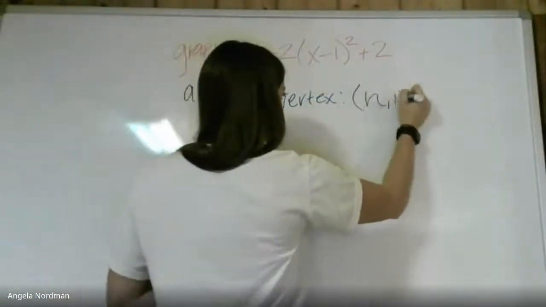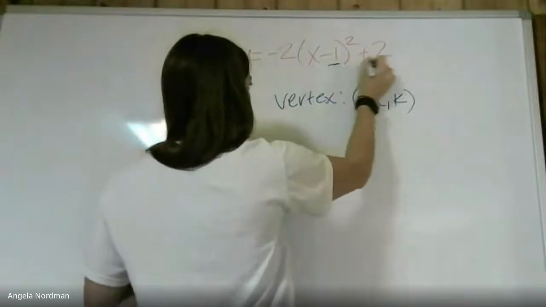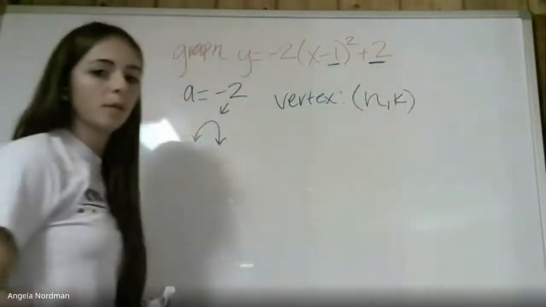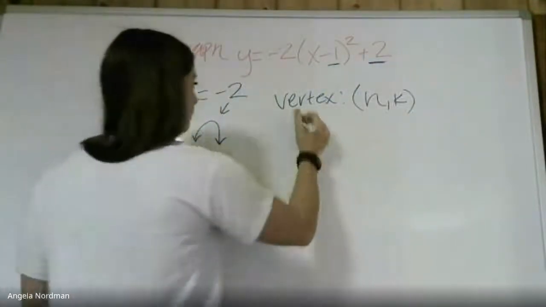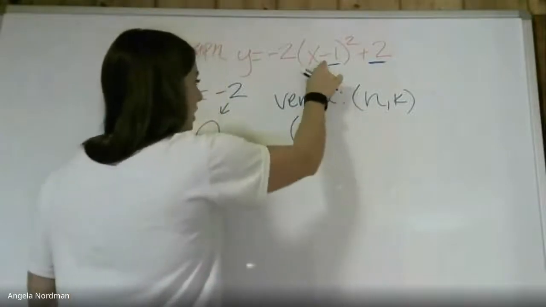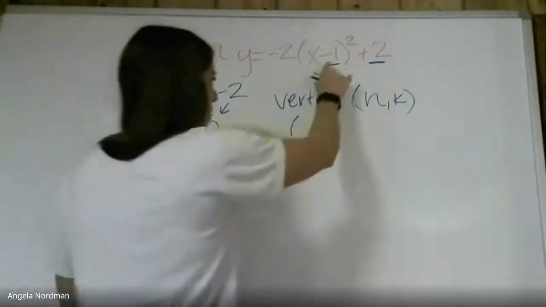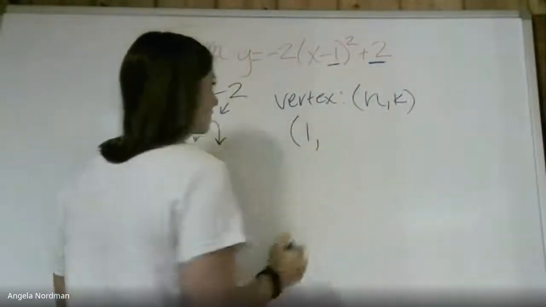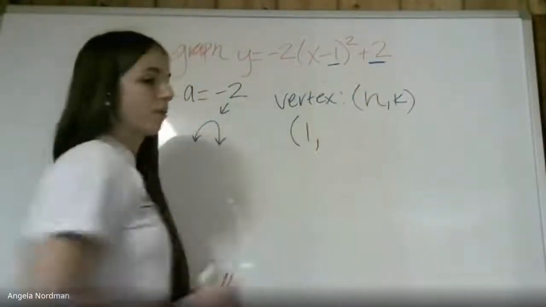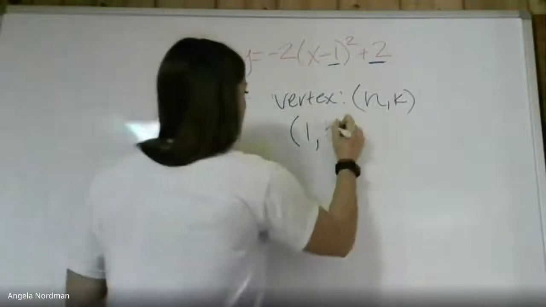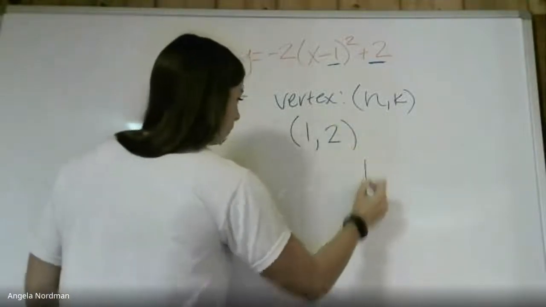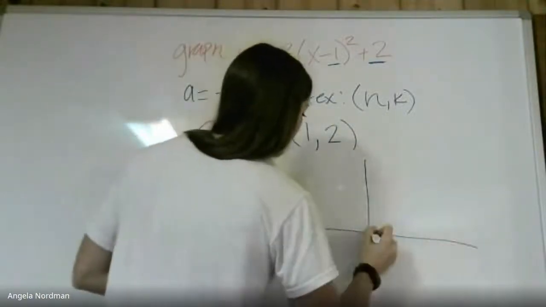Again, vertex is H comma K. This part and this part of my quadratic function. So my H right here is a -1. Again, I always take the opposite sign. So instead of -1, my H is a +1. K always remains the same though. So my K is +2. Let's graph that out.